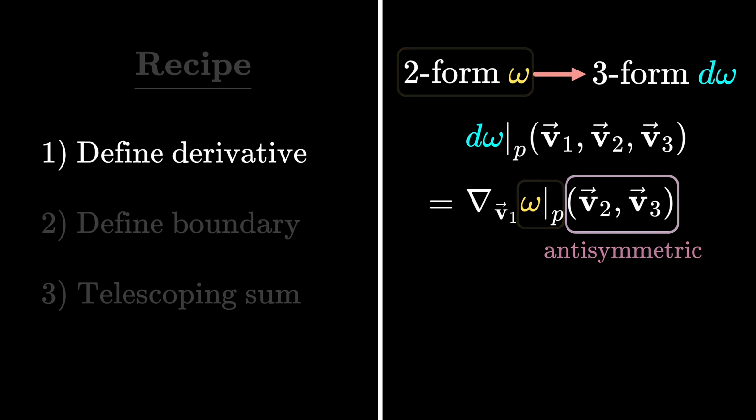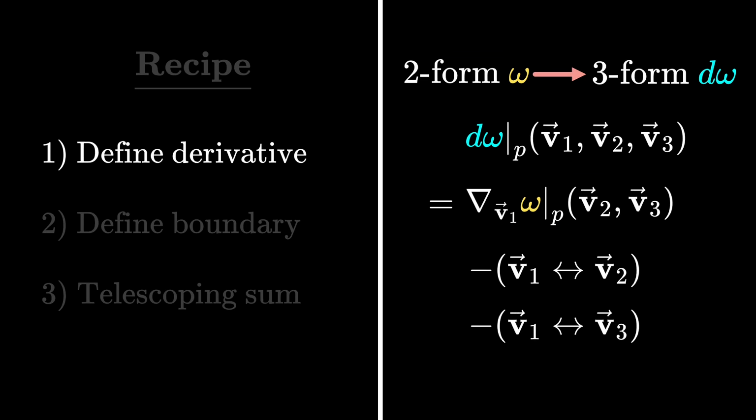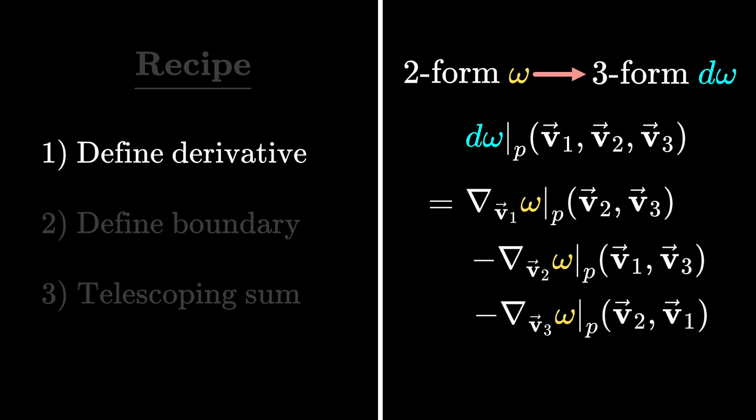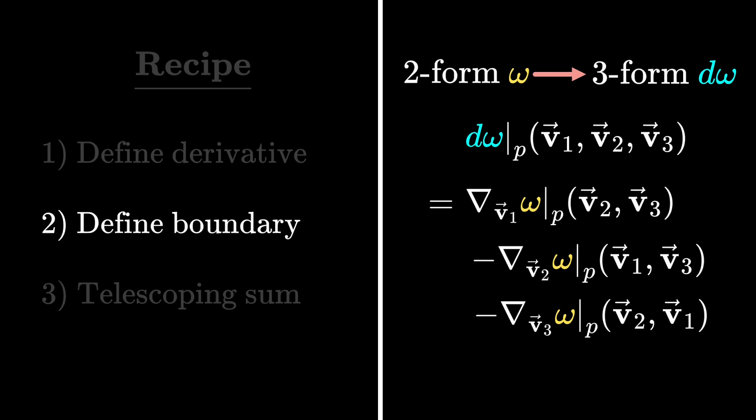So we just need to make it antisymmetric in the other pairs as well, which are v1, v2, and v1, v3. If you really want to see those terms written out, here they are. Now we move on to the second step of defining the boundary.